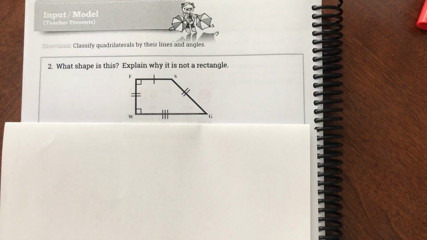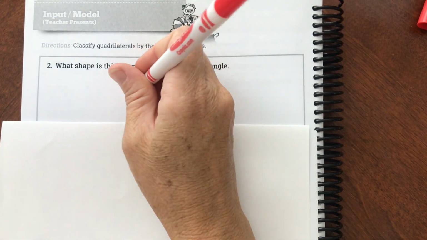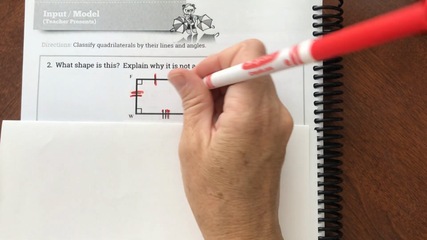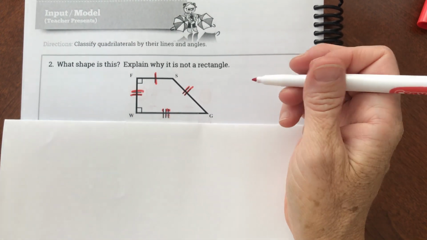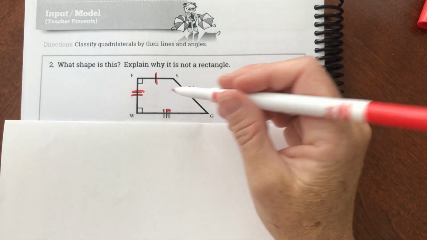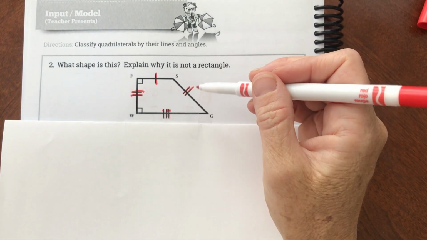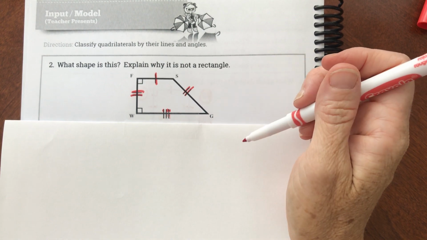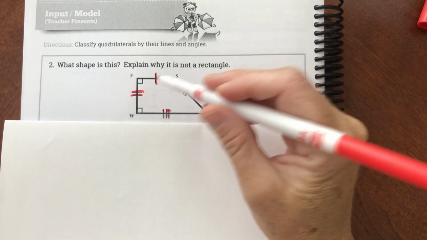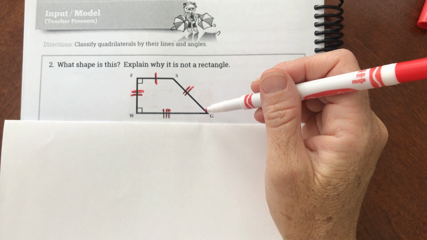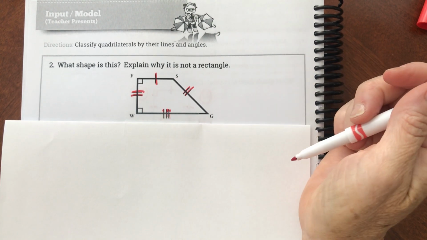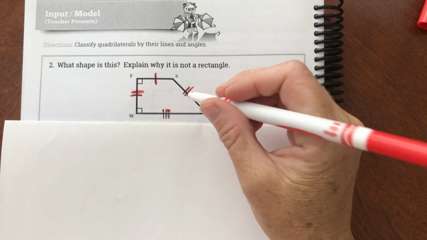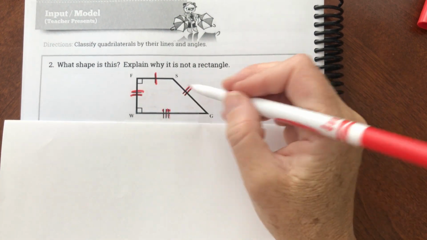So, what shape is this? Explain why it is not a rectangle. Okay, so I'm first going to look for congruent sides. I see these little dashes, 1, 2, 3, and 2. I think actually, ladies and gentlemen, they must have made an error here because those are not equal. That would be impossible. I'm pretty sure our book made a mistake because those obviously are not equal.